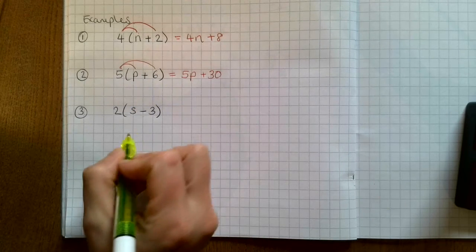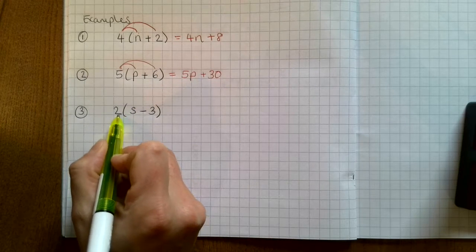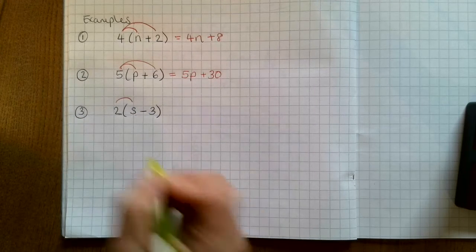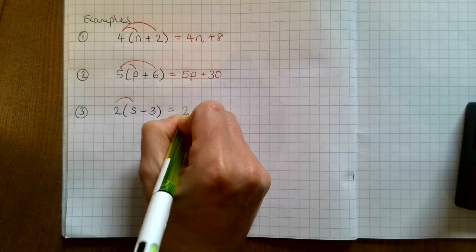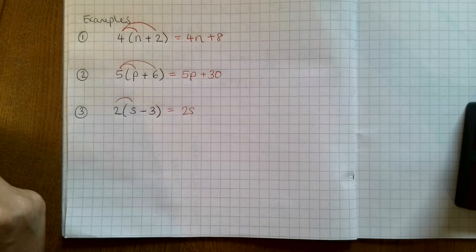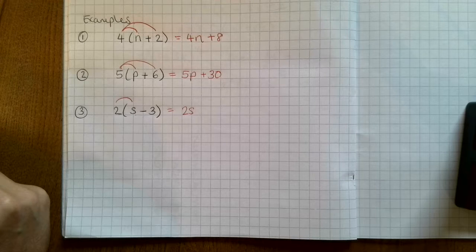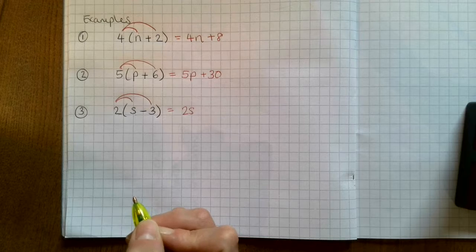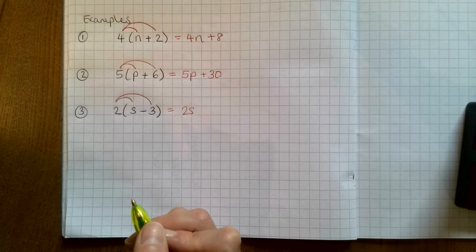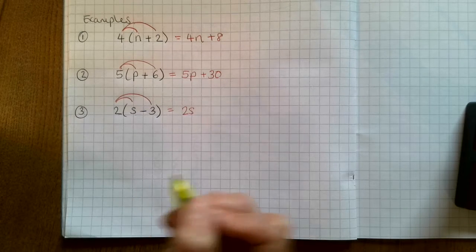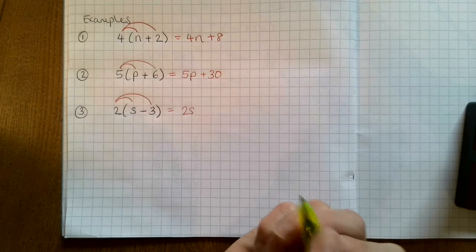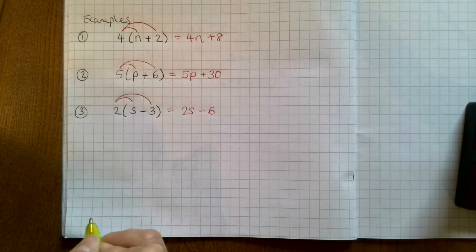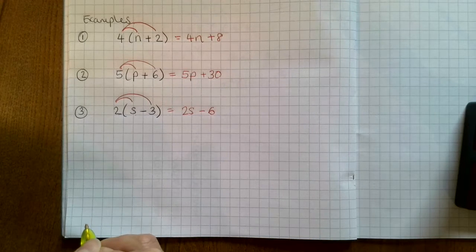And then this last example, the 2 is multiplying the s. So it's a number and a letter, so I can just write them next to each other. 2 times s is 2s. And then the 2 is timesing negative 3. So 2 times negative 3, well, 2 times 3 is 6. So 2 times negative 3 is negative 6. So 2s minus 6 is the answer.